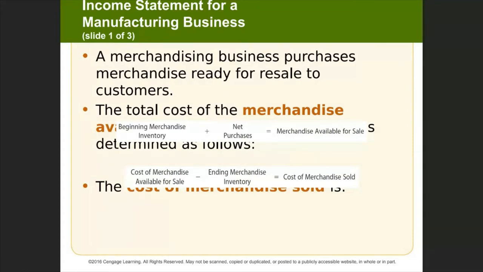A merchandising business purchases merchandise ready for resale to customers. The total cost of the merchandise available for sale during the period is determined as follows. To find the total cost of the merchandise, you take beginning merchandise inventory plus your net purchases. That gives you your merchandise available for sale. To find the cost of merchandise sold, you take the cost of merchandise available for sale, subtract out your ending merchandise inventory, and that will tell you how much merchandise you sold in that period. It gives you your cost of merchandise sold.